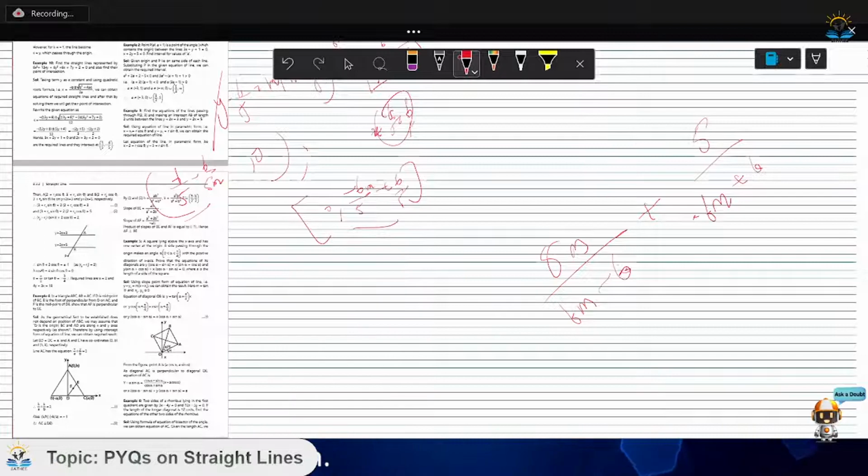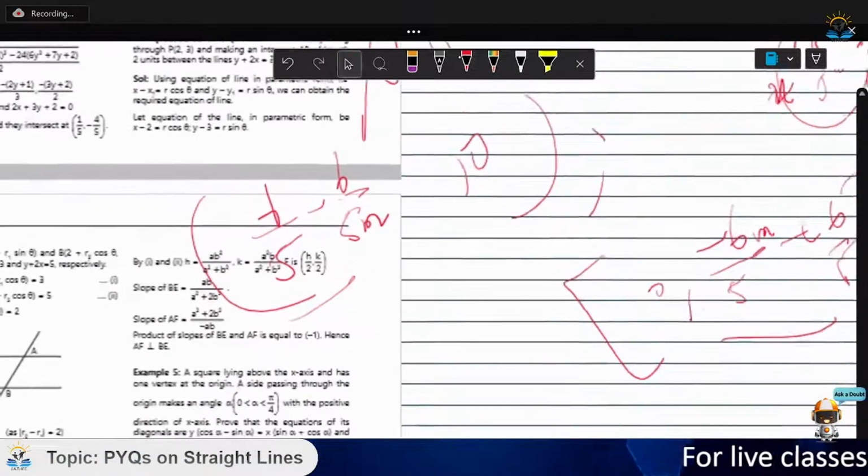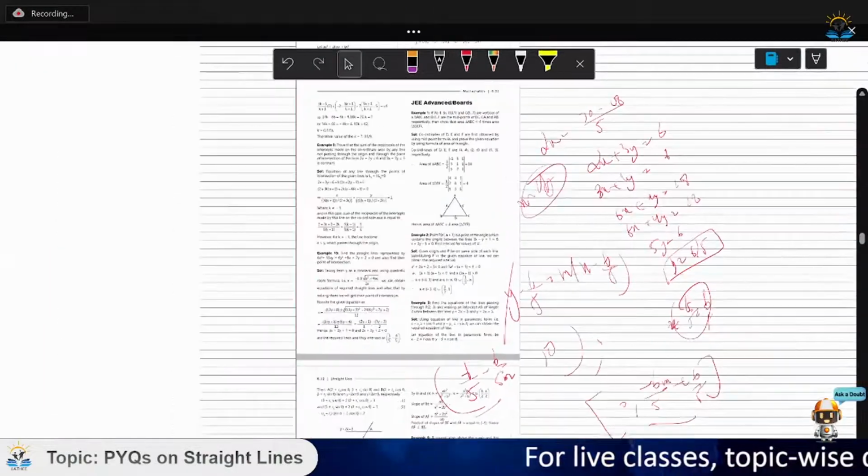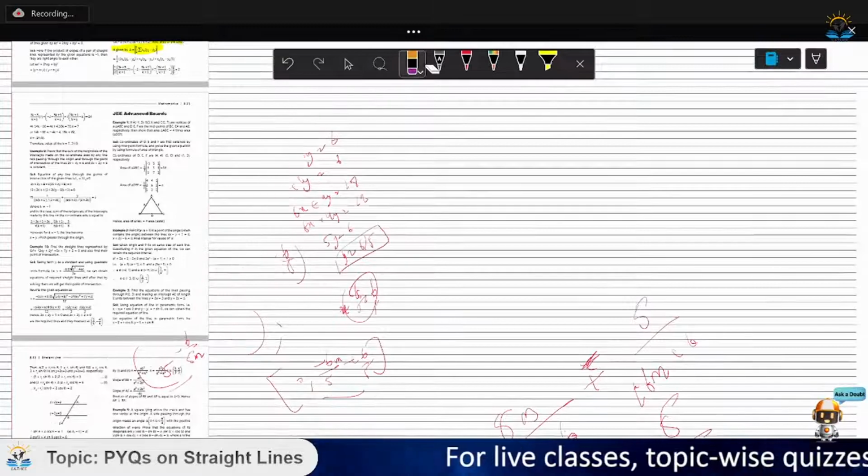Now taking the minus sign common and writing it like this, we have a common factor upon 6m minus 6, and I'm left with 5 by 6, which is a constant, right? So the summation of their intercepts becomes a constant. It's a direct proof question, you can do it very easily, I suppose.